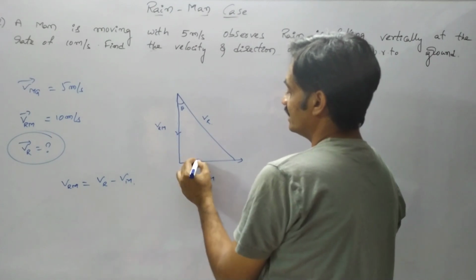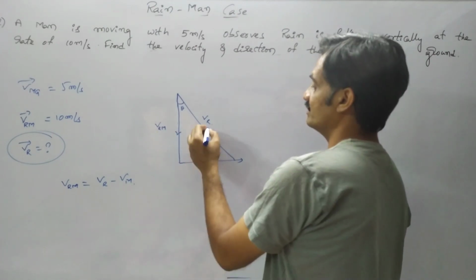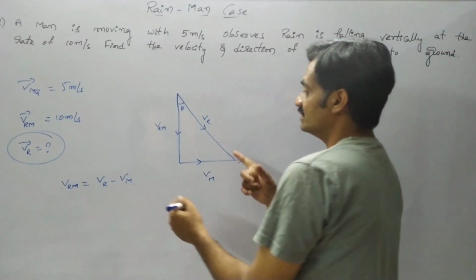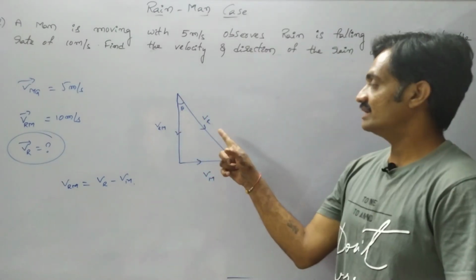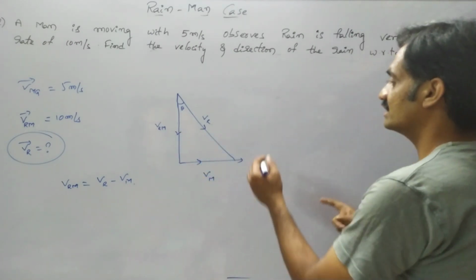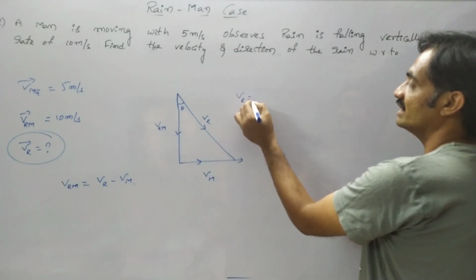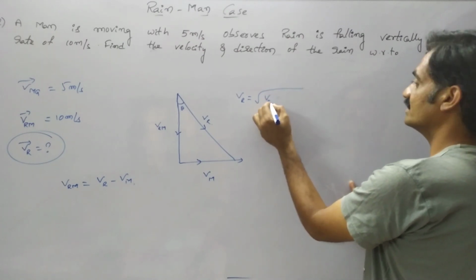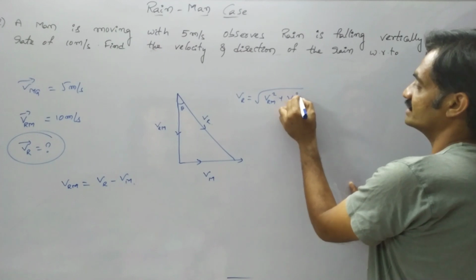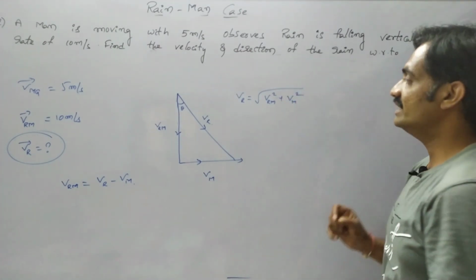As you observe, these two will be in the same direction, whereas this one will be in the opposite direction. Based on that, we are going to apply the Pythagoras theorem, where hypotenuse square equals side square plus side square. Then the velocity of the rain is equal to the square root of the velocity of the rain with respect to man whole square plus the velocity of the man square.